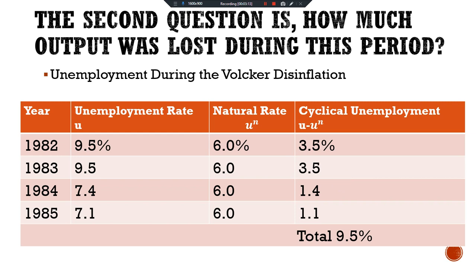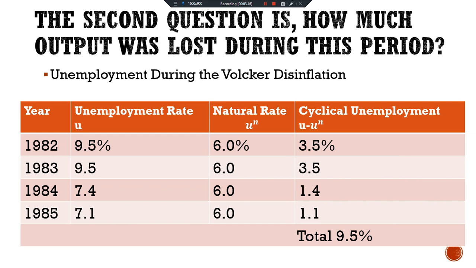In total over this period there were 9.5 percentage points of cyclical unemployment witnessed in the US. Okun's law says that 1 percentage point of unemployment translates into 2 percentage points of GDP. So therefore 19 percentage points of annual GDP were lost during the disinflation period.